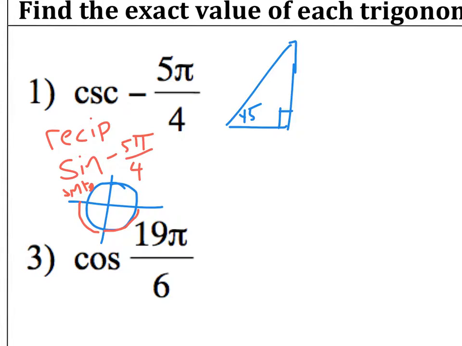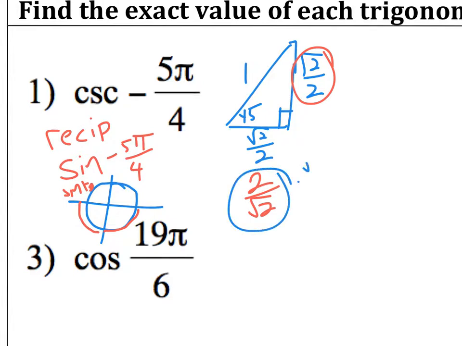In setting this up, we're looking at 1, root 2 over 2, and root 2 over 2. Sine would be the y value, or root 2 over 2. So cosecant would be 2 over the square root of 2. If you want to simplify this, you can multiply the top and bottom by square root of 2, and you get 2 root 2 over 2, or the square root of 2.